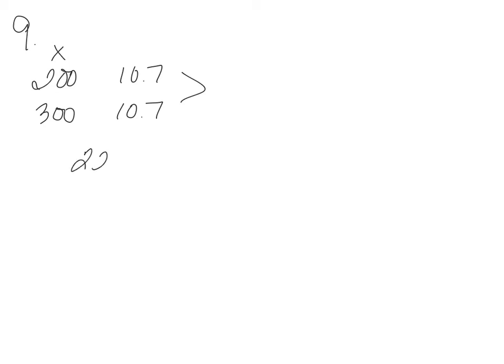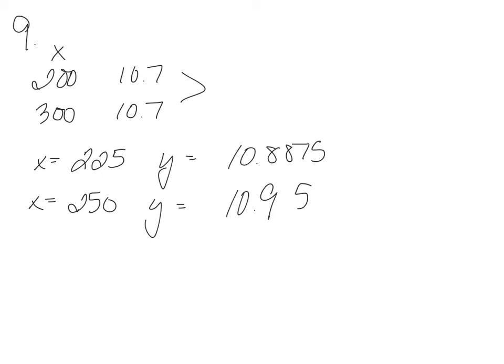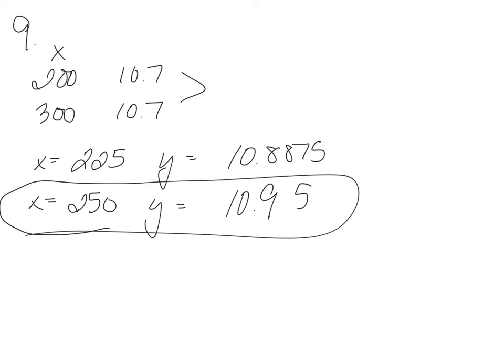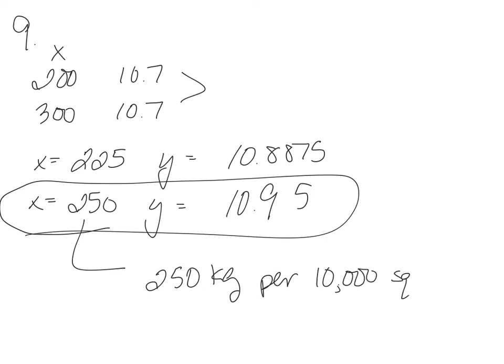You can plug in x equals 225, x equals 250, and I'll get you a value for y, and we'll try to pick a maximum. We're trying to find the maximum y. It looks for x equals 250, my y is 10.95. So I'm going to go with 250. Cool? So that would be about 250 kilograms per 10,000 square miles.